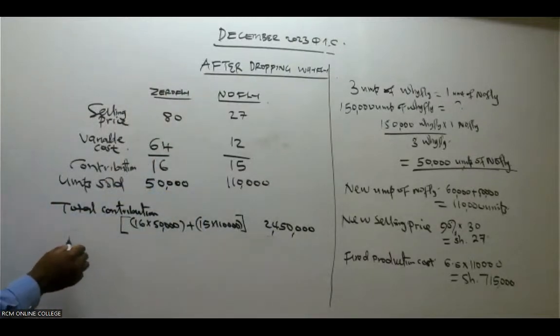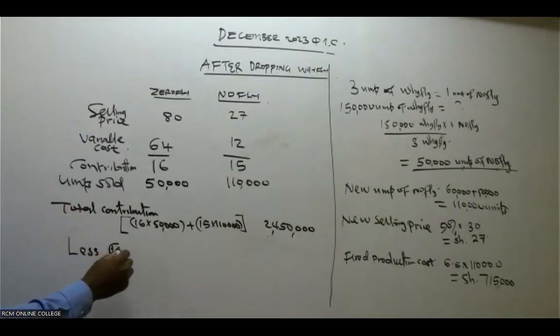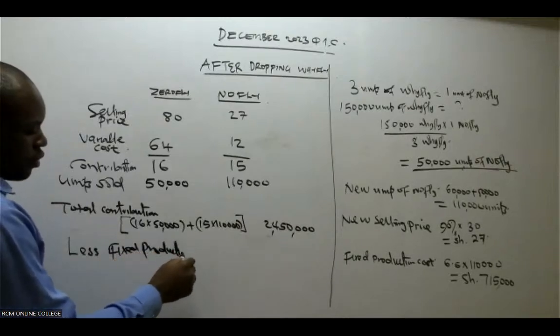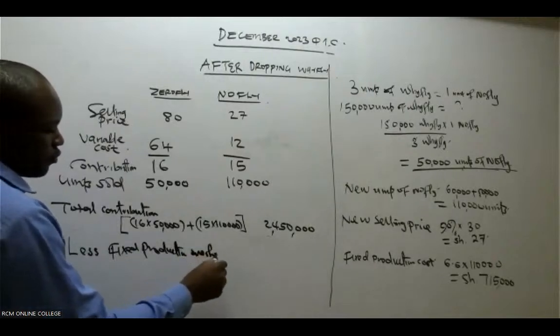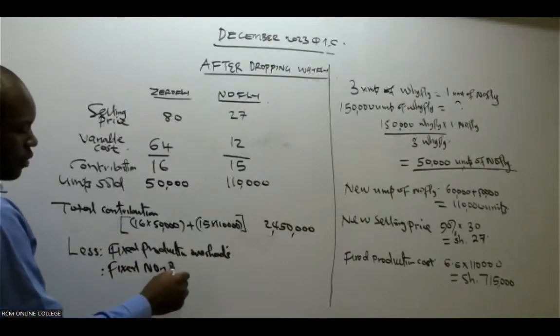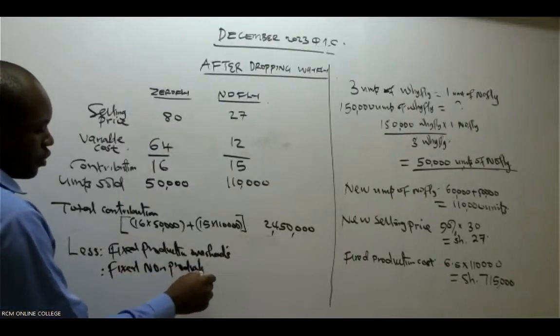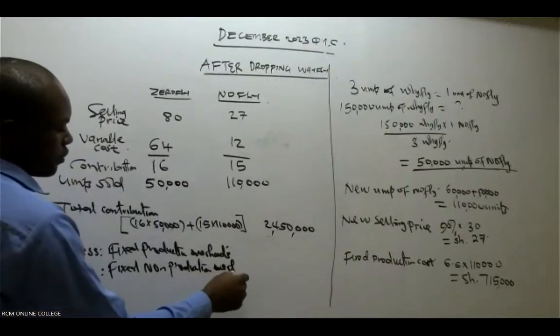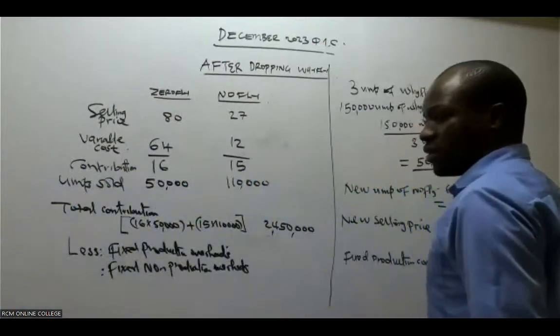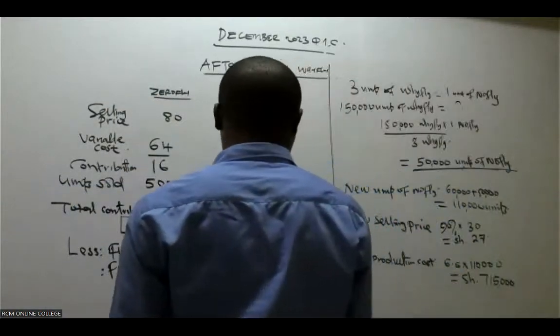So once that is done, what do we need? We now need to come here and less fixed production overheads. And of course, we also have another fixed cost, fixed non-production overheads. So the fixed production overheads, we are able to see it here, 715.